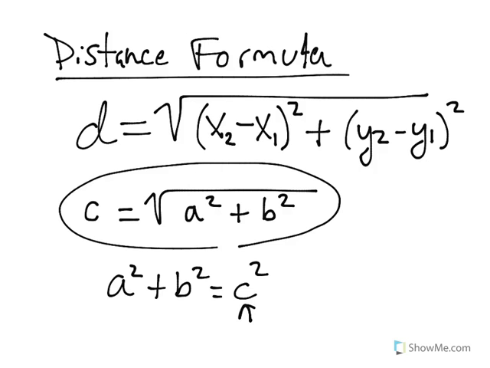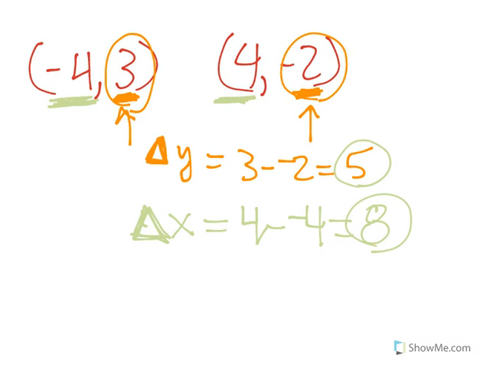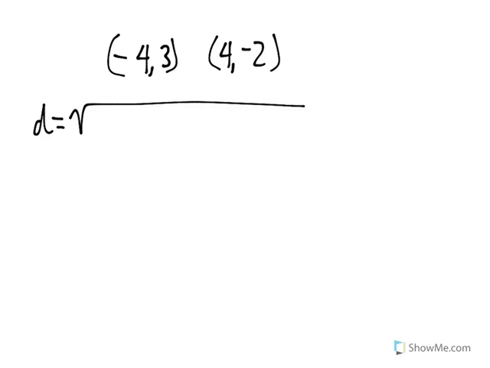So let's take a look at using my same two ordered pairs, but I'm going to use this formula and see if we can't come up with the same thing. Let's see what my ordered pairs were real quick. -4, 3, 4, -2. So I'm going to use my formula. D equals square root x2 minus x1 squared plus y2 minus y1 squared.